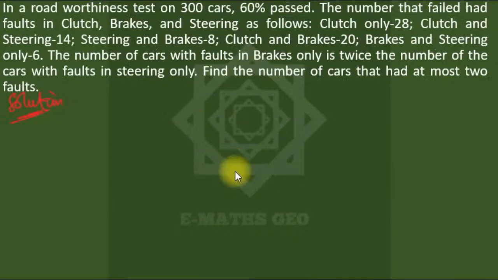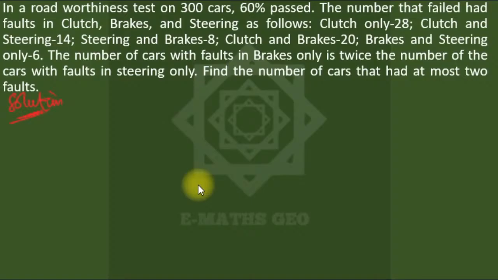So we're asked, in a roadworthiness test on 300 cars, 60% passed. The number that failed had fault in clutch, brakes, and steering as follows. Clutch only is 28. Clutch and steering 14. Steering and brakes 8. Clutch and brakes 20. Brakes and steering only 6. The number of cars with fault in brakes only is twice the number of cars with faults in steering. So we are asked to find the number of cars that had at most 2 faults. Okay, so we need a Venn diagram.